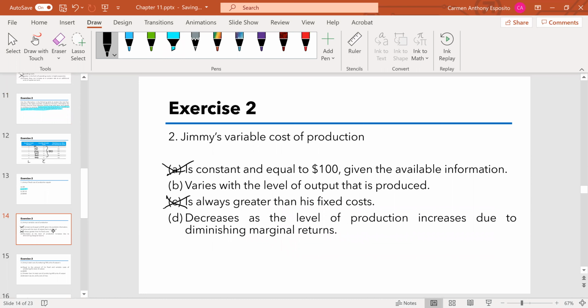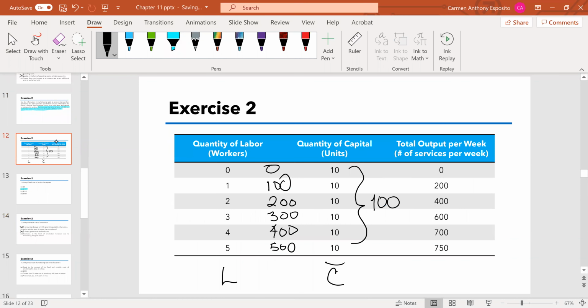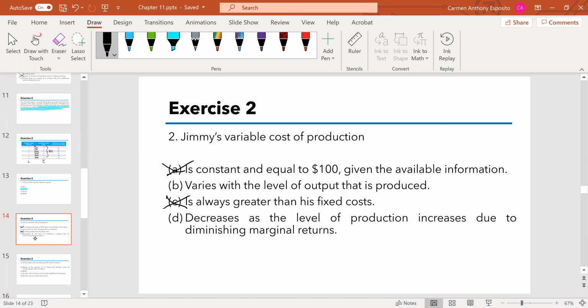What else are we looking for? Is it decreasing? Well, as I increase workers, it's actually increasing. And it's increasing as output increases. So D must not be right. And so therefore, the only answer that's viable is B, varies with the level of output that is produced.